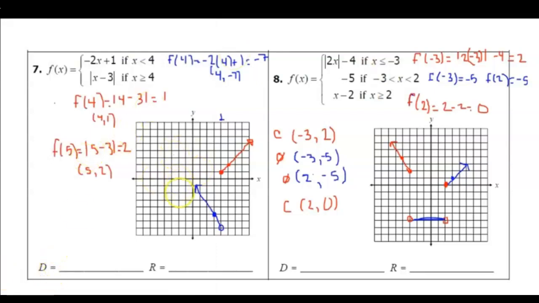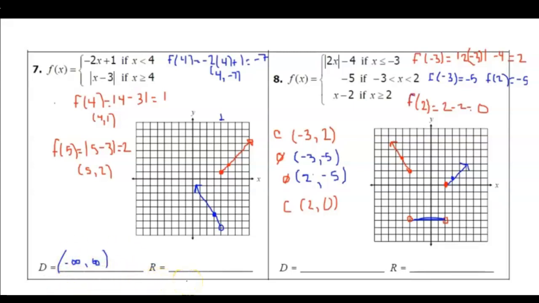So let's look at the first graph. If I talk about the domain of this, or the x values, I notice that I can plug in any x value. Even though they're in pieces, it covers all x values. So I know that the domain of this is from -infinity to infinity. That is my domain of all of the x values.